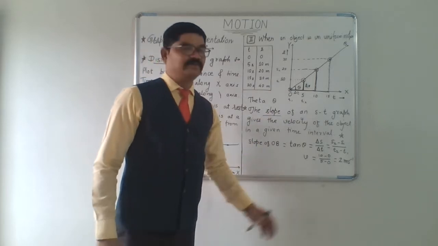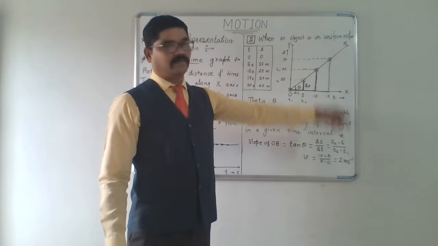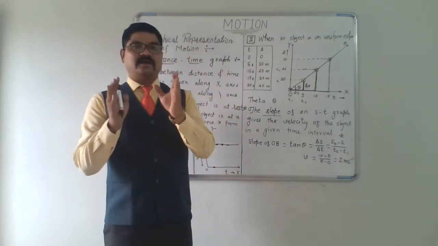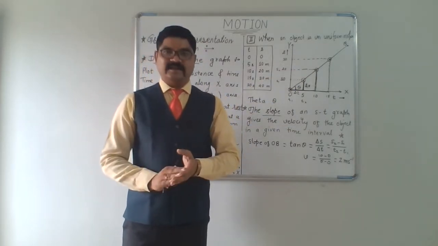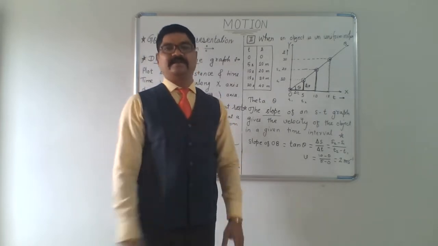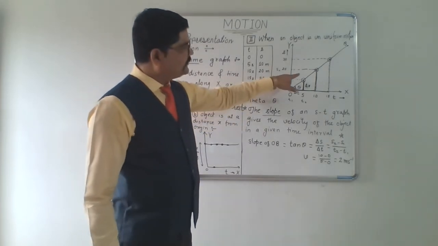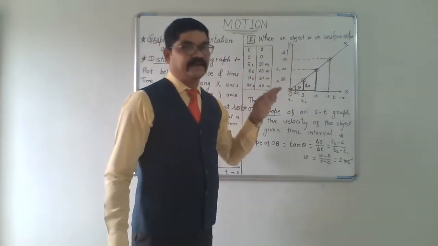I hope you have understood the concept of ST graph for an object in uniform motion. I am repeating, the slope of an ST graph gives us the velocity of the object in the given time interval. Now, this was the graph for an object which was starting from the origin.